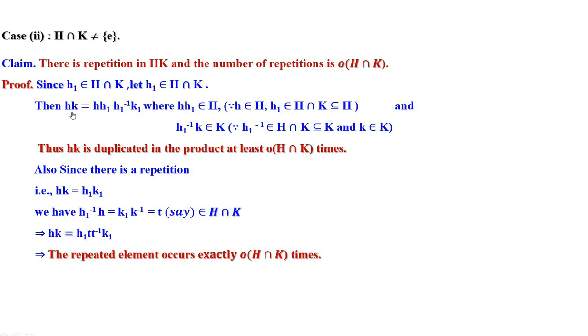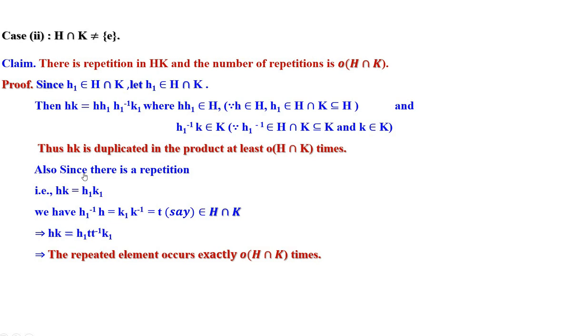So whenever I am writing my hk, I am able to associate that element which is introduced here with an element of H intersection K. So how many times can we expect the duplication in the product? At least order of H intersection K times. Alright, now we will have to confirm this. That is, we have said that it is only at least. Now, exactly order of H intersection K times only it will be repeated.